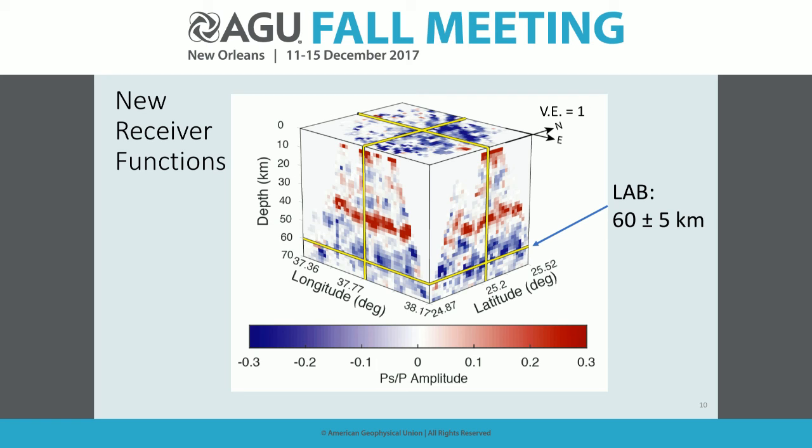If we look a little bit deeper, down to 60 kilometers, we have the LAB, which is this blue converter. The reason we're able to see this on P-wave receiver functions is there's not a whole lot of sediments here, and the lithosphere, the mantle lid, is very thin with respect to the thickness of the crust. So there's not very many crustal multiples getting in the way.